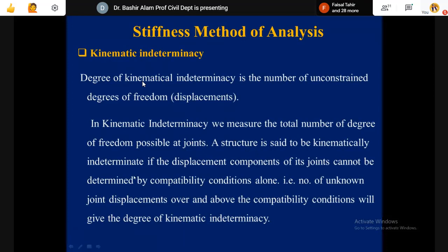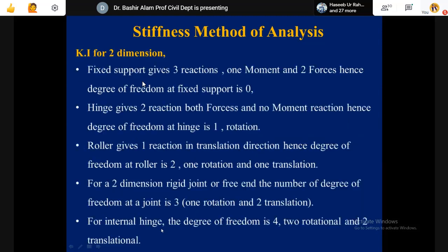A structure is said to be kinematically indeterminate if the displacement components of its joints cannot be determined by compatibility conditions alone. That is, the number of unknown joint displacements over and above the compatibility conditions will give the degree of kinematic indeterminacy. Now, with examples, we will explain this.